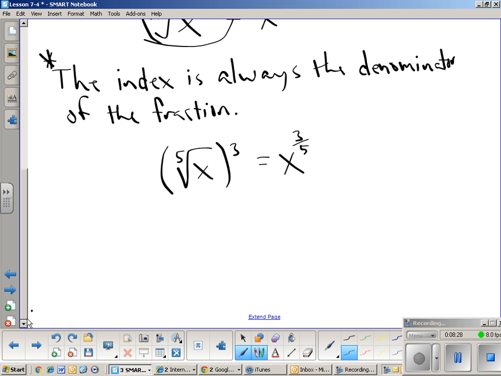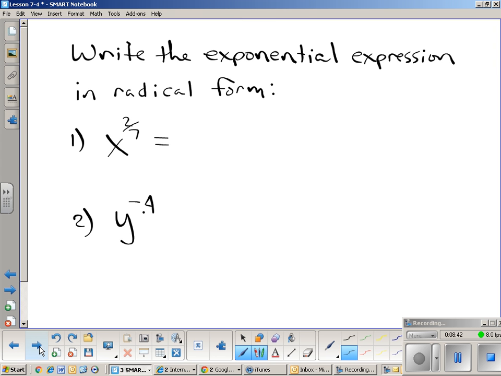All we're doing is practicing writing them from a radical sign to a rational exponent. Okay? Okay, write the exponent in radical form. X to the 2/7, I want to write it as a radical now. So I'll go the other way.